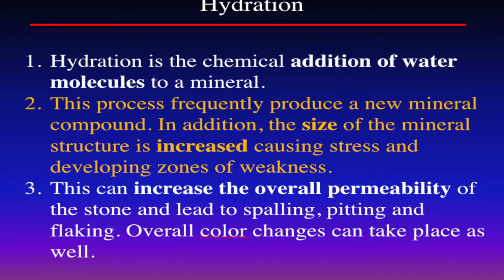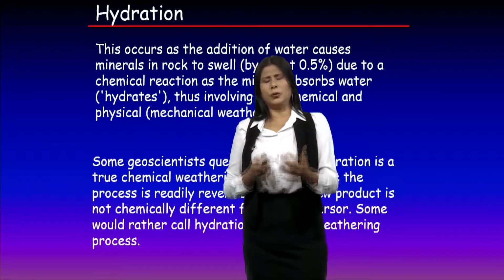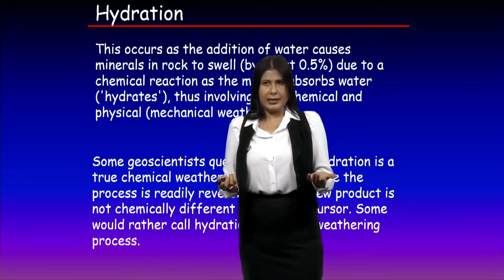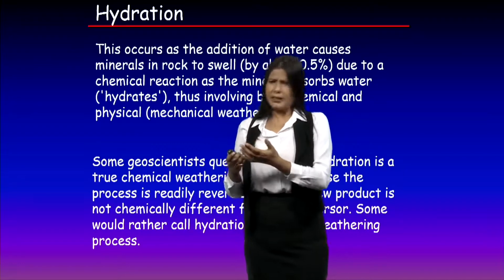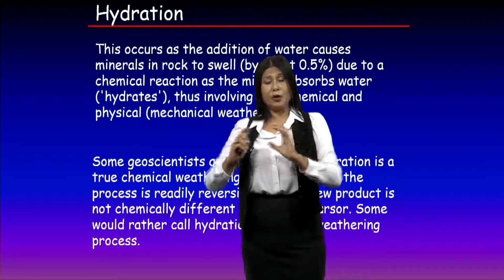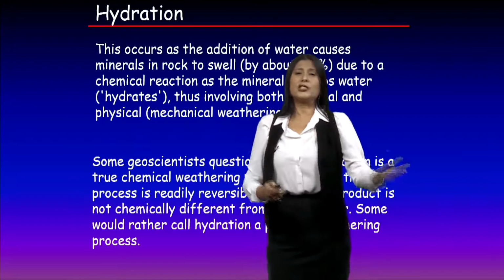And hydration is the chemical addition of water molecules to a mineral. This process frequently produces a new mineral compound. In addition, the size of the mineral structure is increased, causing stress and developing zones of weakness. This can increase the overall permeability of the stone and lead to spalling, pitting and flaking, means all kind of breaking. Color change can take place as well. So, taking water, expansion and becoming weak. Some geologists and geomorphologists even believe that hydration is not a part of chemical weathering, it should be physical weathering, but it is both physical and chemical weathering. It involves weakening as well as change in one feldspar to the other.